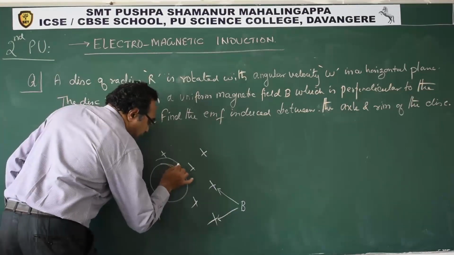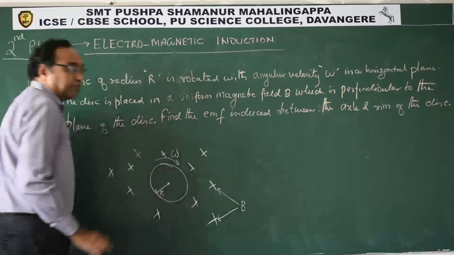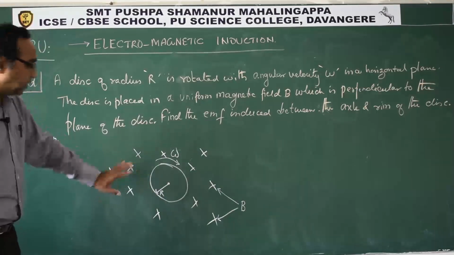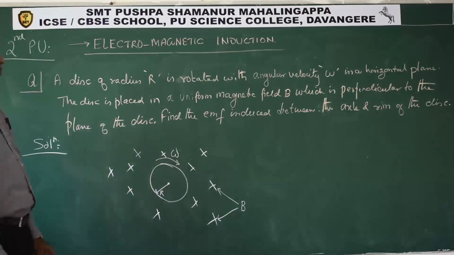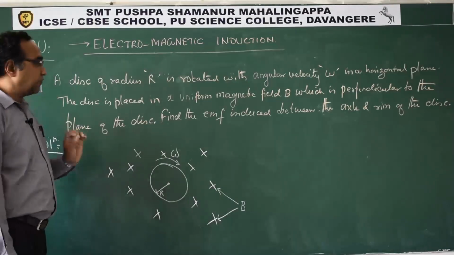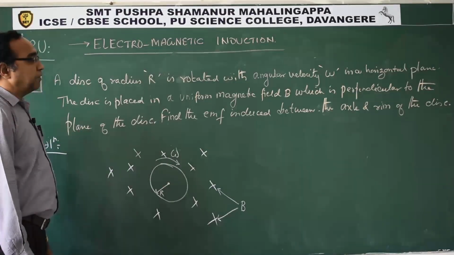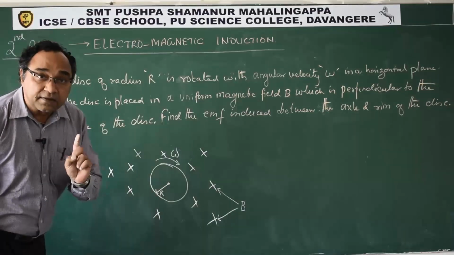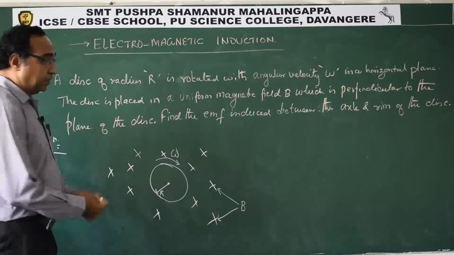And it is rotated with angular velocity omega. See, this is the data which is given. This is how we can visualize the given question in the diagrammatic form. Now the question is, how much is the EMF induced between the axle and the rim of the disc?